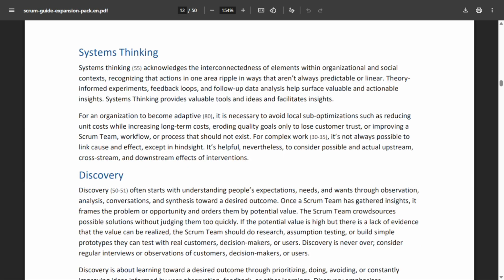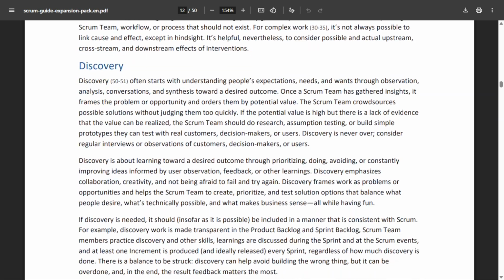Also, in this expanded theory section, we have systems thinking, and the overarching idea needs to be this: problems don't exist in isolation. Teams must consider organizational, market, and customer systems. So look at the greater whole, not just a piece in it. For complex work, it's not always possible to link cause and effect, except in hindsight, but it's helpful to consider possible and actual upstream, cross-stream, and downstream effects with a little bit more systems thinking. Then we get into discovery, learning and experimentation, prototyping, hypothesis testing, all that good stuff, and preventing of waste.